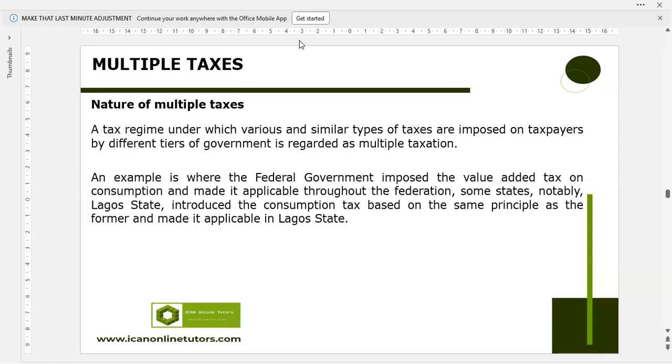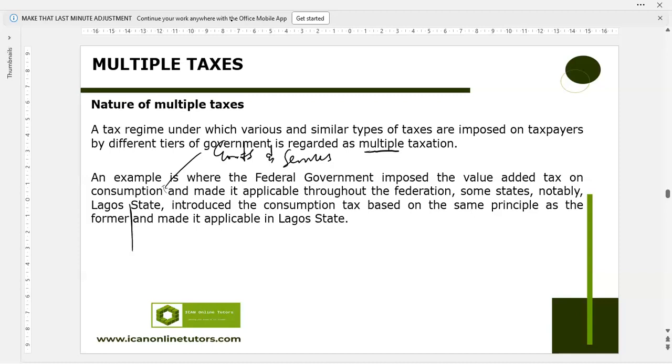Federal, state, and local government. So the tax regime under which various and similar types of taxes are imposed on taxpayers by different tiers of government is regarded as multiple taxation. A good example is where the federal government imposes value-added tax on consumption of goods and services, and made it applicable throughout the federation.